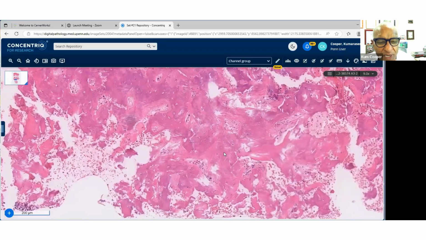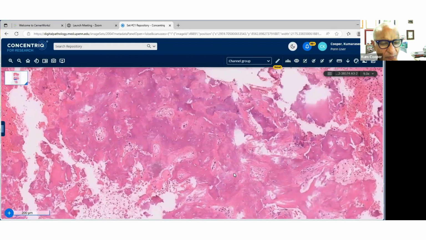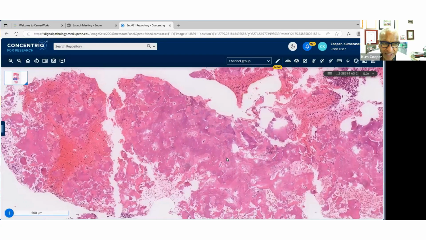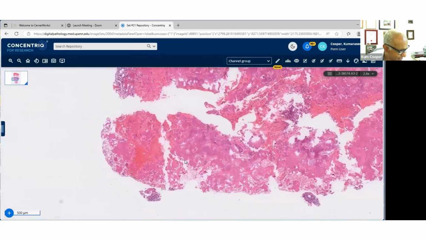As you know, it occurs predominantly in flat bones, the axial skeleton, and the pelvis, which this was from, is part of that axial skeleton. All right. Any questions or comments that people have?